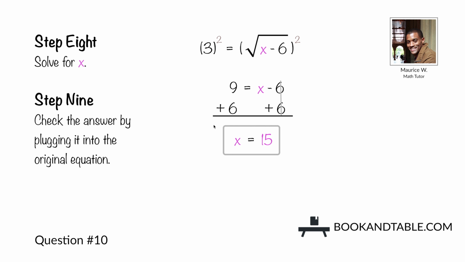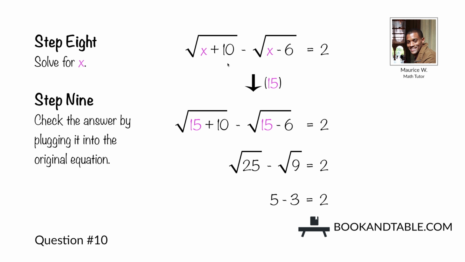Then the last step, step 9, check the answer by plugging it into the original equation. Plug 15 into both places where you see x, giving you the square root of 25, which is equal to 5. And the square root of 15 minus 6 is 9, and the square root of 9 is 3. 5 minus 3 is equal to 2. 2 equals 2 proves that x does equal 15.